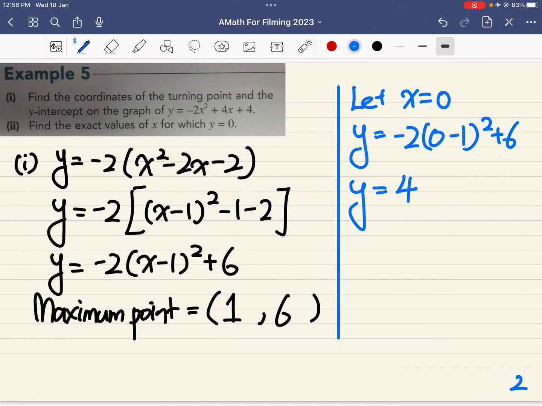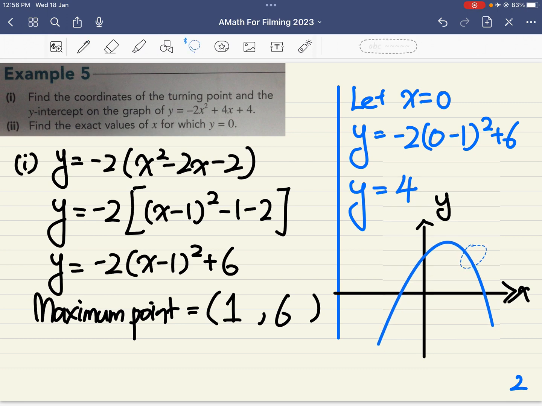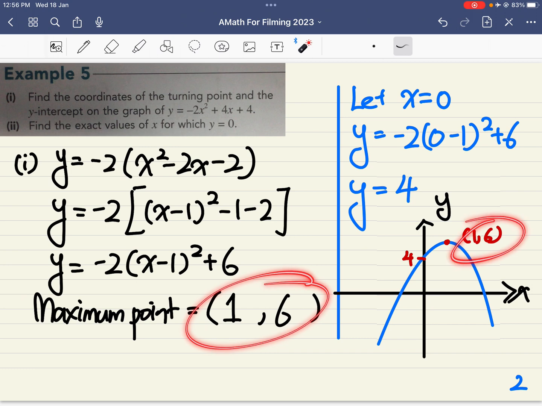Okay, now for this one, why don't I just quickly sketch the graph for you. If I were to quickly sketch the graph, what I get is the x and y axes like this. I know that my maximum point is (1, 6). So my graph will look like this. It's a quadratic graph like this, and then let me shift the graph a bit. I know that my maximum point occurs at (1, 6), and my y-intercept is 4. So the 4 comes from here, the (1, 6) comes from here.